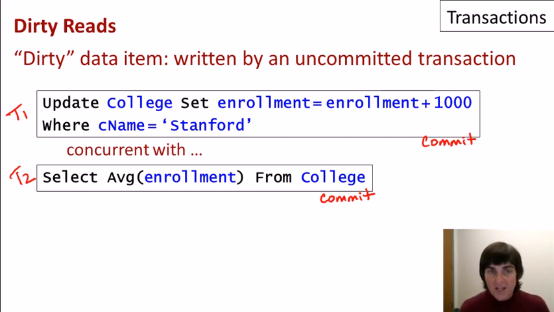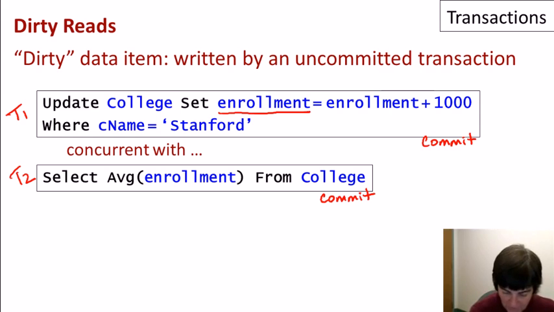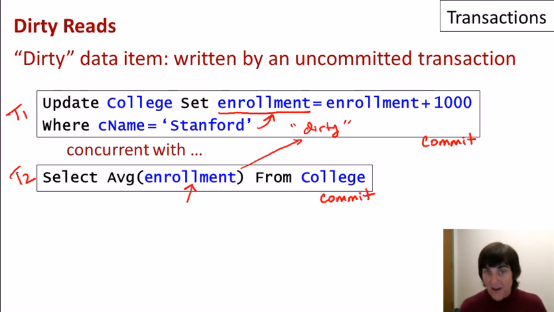Our first transaction is updating Stanford's enrollment, adding 1,000 to it. And our second transaction is reading the average enrollment in the college table. We're using our usual database of students applying to colleges. So after Stanford's enrollment has 1,000 added to it, but before the transaction commits, at that point in time, the value is what's known as dirty. If our second transaction reads this value, then it might be reading a value that never actually exists in the database. And why is that? Because before this transaction commits, there could be a system failure, and the transaction could be rolled back, as we described before, and all of its changes undone.